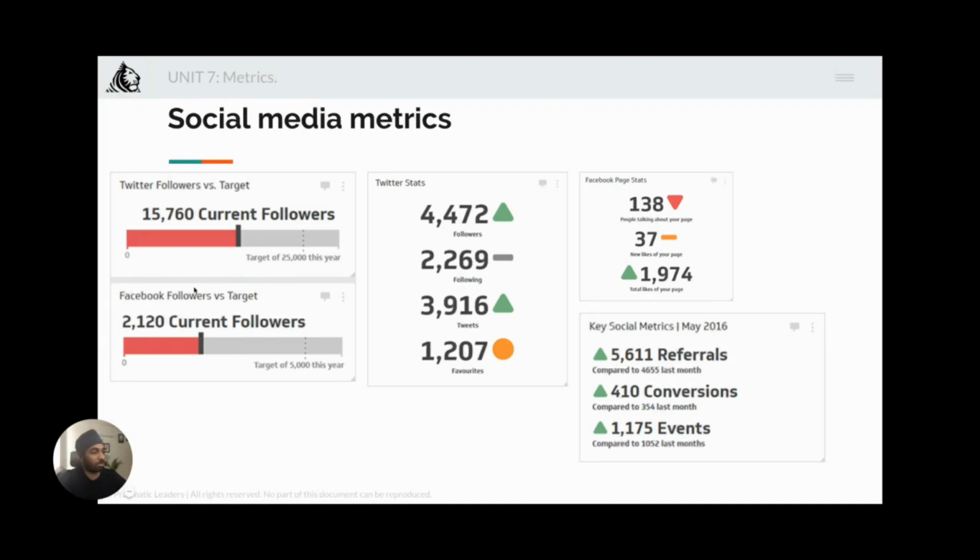Facebook followers was a target. So target was 5,000, but we just got about 2,000 current followers, which is pretty bad. Similarly, Twitter followers was a target. We were targeting 25,000 Twitter followers, and we are only at 15,000 followers. Similar Twitter stats, 4,400 followers. It's just a static representation.